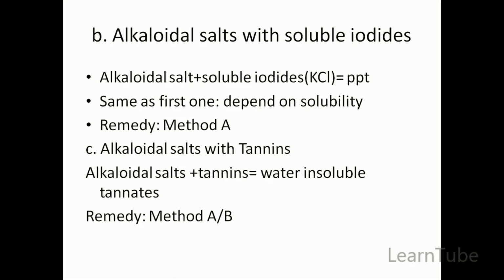Now here the headings themselves tell you what kind of substances are causing the incompatibility. For example, alkaloidal salts with tannins. When you combine alkaloidal salts with tannins, a precipitate is formed. In some cases they have mentioned what kind of precipitate is formed, in some cases they have not. They have just mentioned that a diffusible precipitate or an indiffusible precipitate is formed.